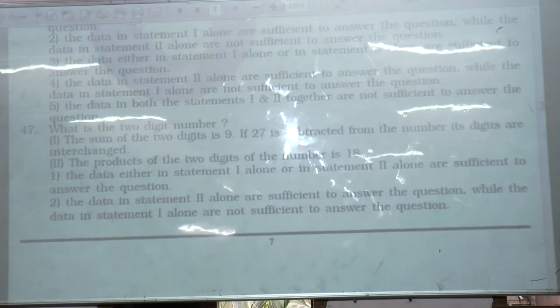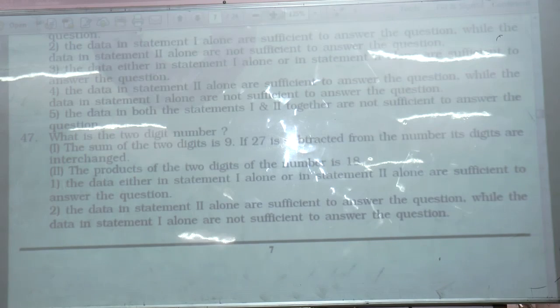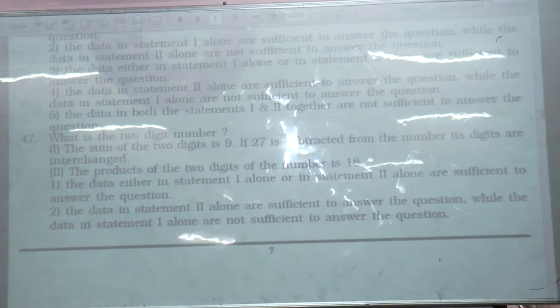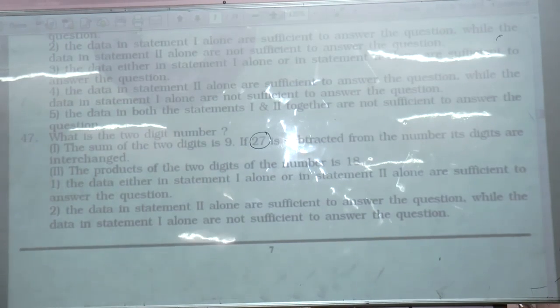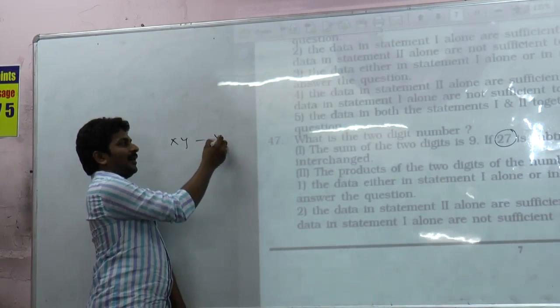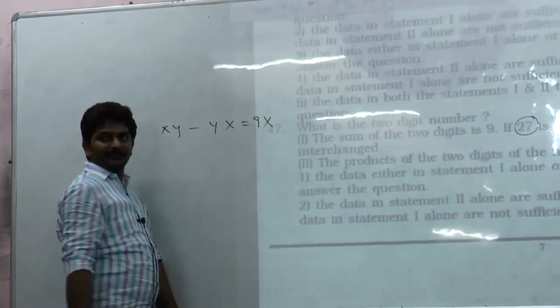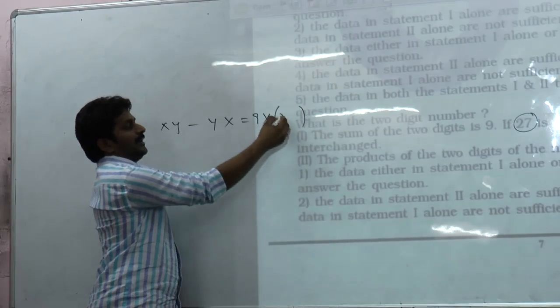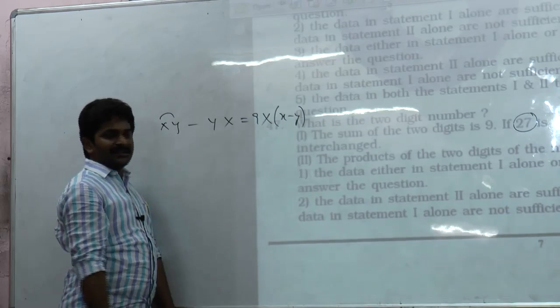47. What is the 2-digit number? The sum of the 2 digits is 9. If 27 is subtracted from the number, its digits are interchanged. So, when you subtract 27, here we have 3 nines. The difference between the original number and the number obtained by changing the digits will always be a 9 multiple. 9 multiple of what? x minus y, the difference between these 2 digits. They said 27 is subtracted from the original number.